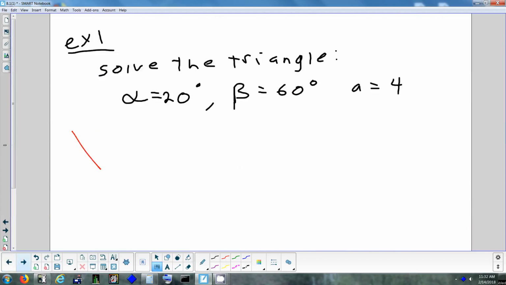So let's make our sketch. I'm going to put A over here. That means alpha. It's got to go across from it. I'm going to put B at the bottom. Means beta goes across from it. I don't know C. I don't know gamma. So can anybody tell me, using the 3 letters, the A's and S's, what type of triangle is this one?